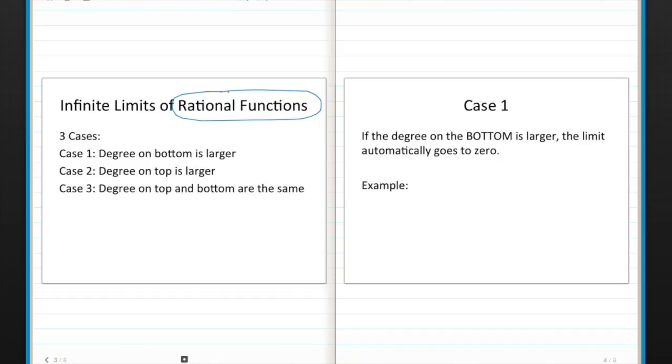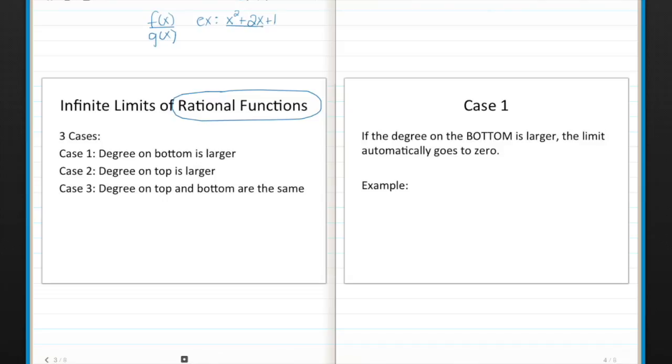All right. So this week we're looking at infinite limits of rational functions. First question you're going to ask yourself is, what is a rational function? And the answer is right there in the title. A rational function is a ratio of two functions. There'll be a function in the numerator and a function in the denominator. For our purposes, we'll be looking specifically at polynomials in the numerator and denominator.